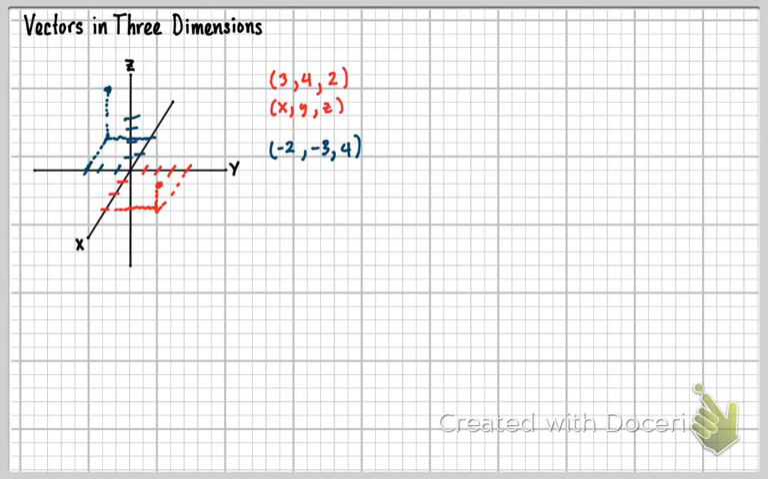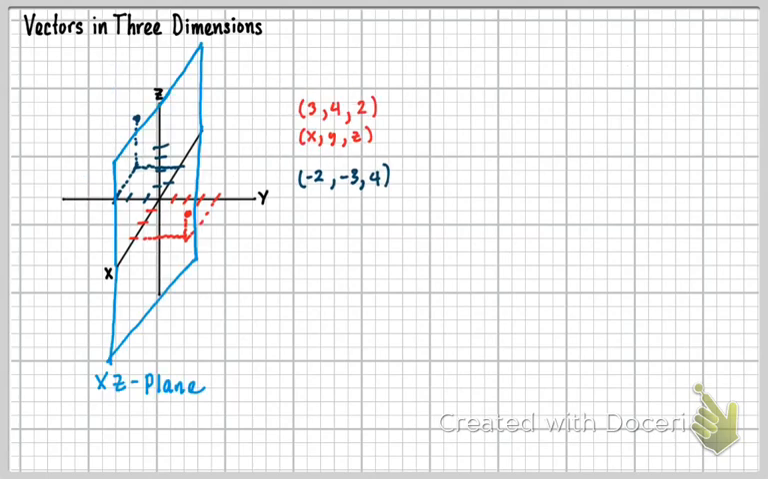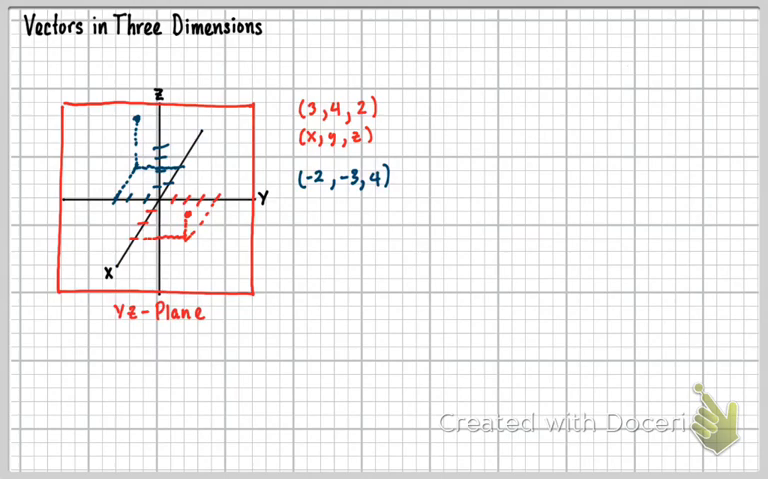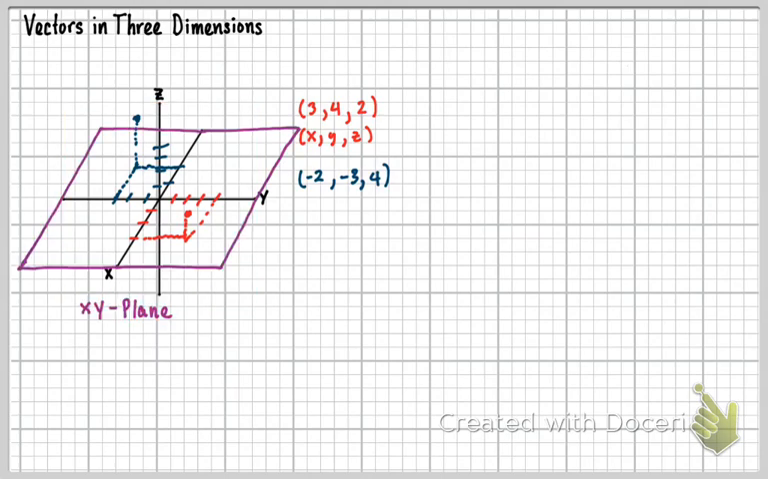Now there's one more idea I want to talk about before I finish this video. I want to talk about the coordinate planes. So if I drew a plane intersecting my x and z, that would be my xz plane. That would be my yz plane. And that would be my xy plane. So you see all three coordinate planes now too.